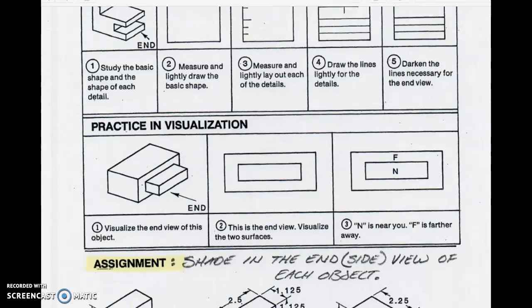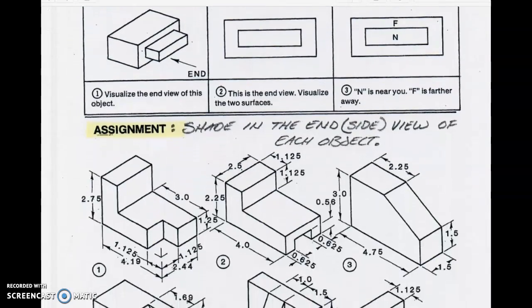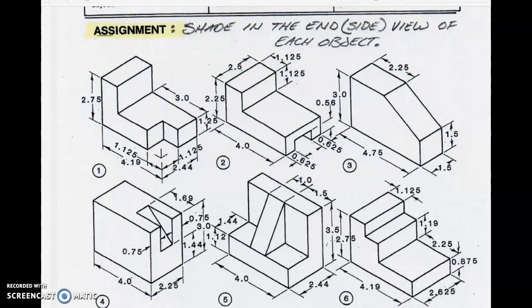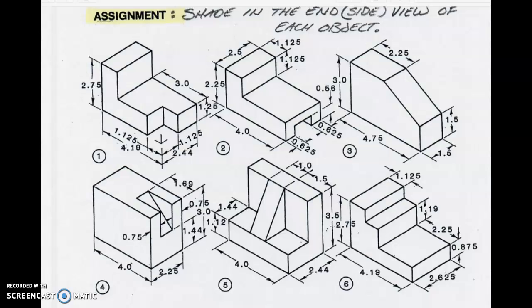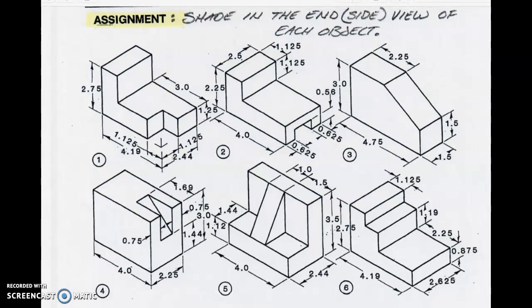So to wrap up, what I'd like you to do is shade in the end or the side view of these 6 objects. Now, I did not shade in number 1 for you. I'd like to see if you can find all 6. Now, I have provided the answer key on the next page. Yet what I'd like you to do, though, is pause the video and begin to shade in the right side view of these 6 shapes. So at this time, if you would, please pause the video, shade it in.